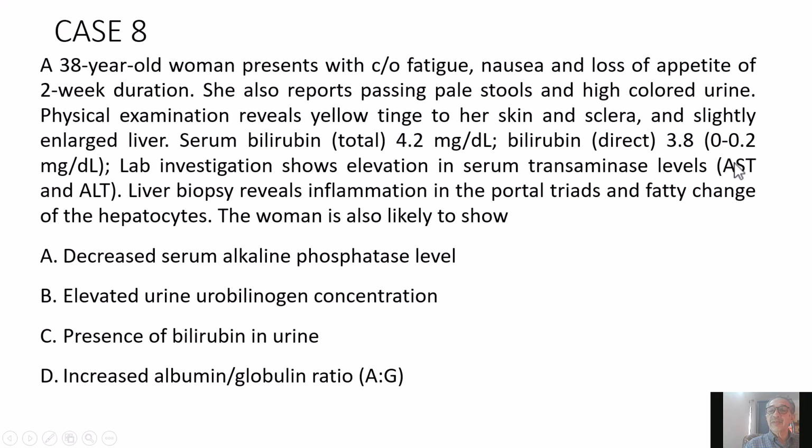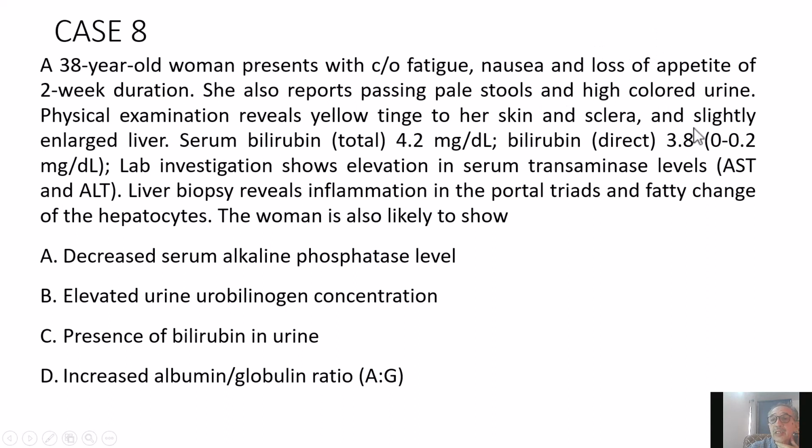Serum transaminase levels, AST and ALT, which are indicative of liver function, are elevated. So the liver obviously must be affected. So something to do with the liver now. Liver biopsy reveals inflammation of the portal tract, or some amount of hepatic inflammation. Fatty liver is there. So here it's the problem with the liver. So shall we call it hepatic jaundice?